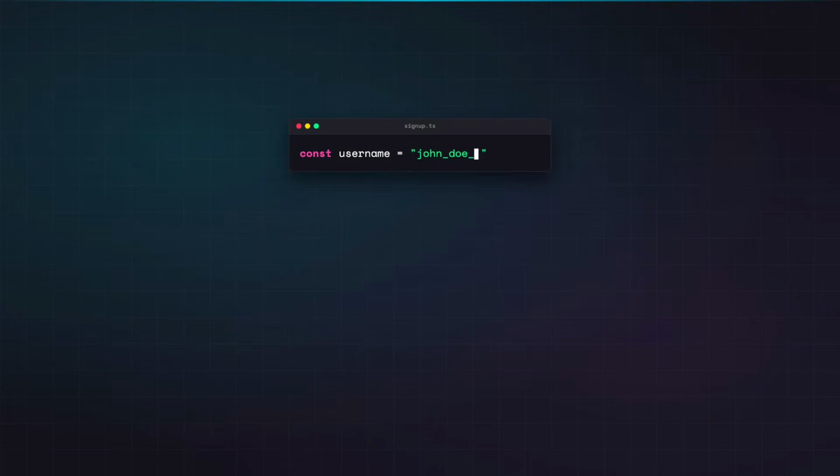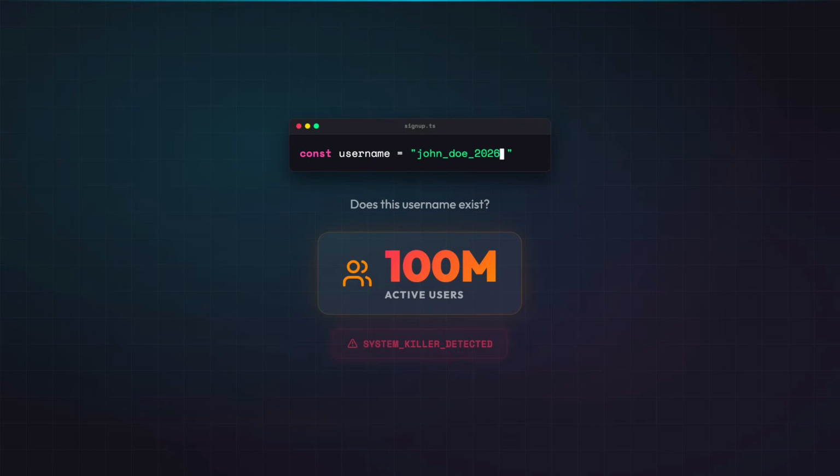A user types a username. You need to check if it exists. Easy, right? Until you have 100 million users. Then that tiny question becomes a system killer.